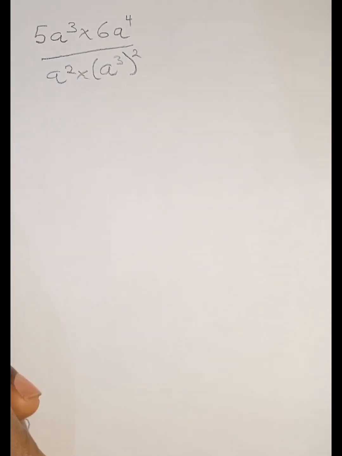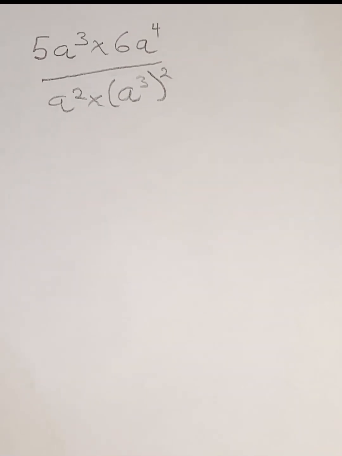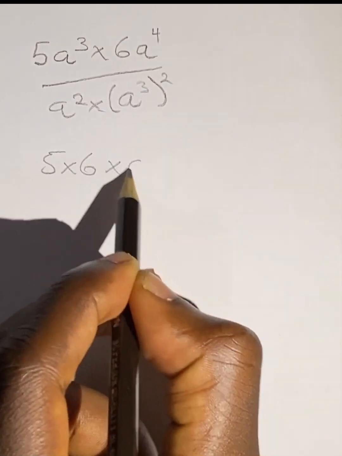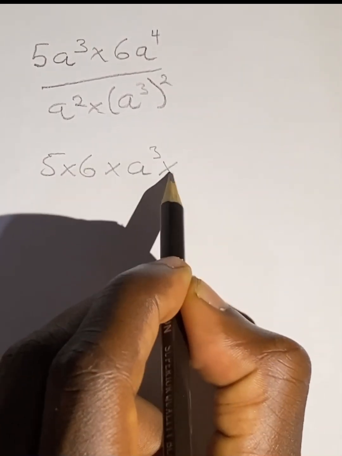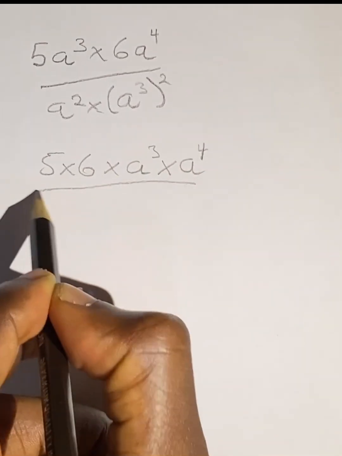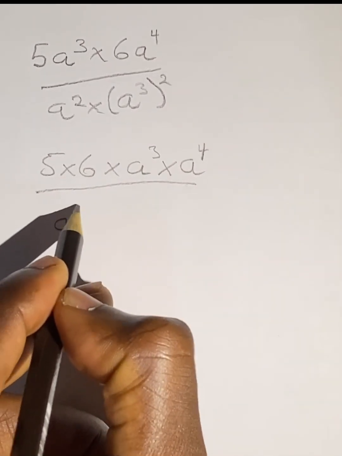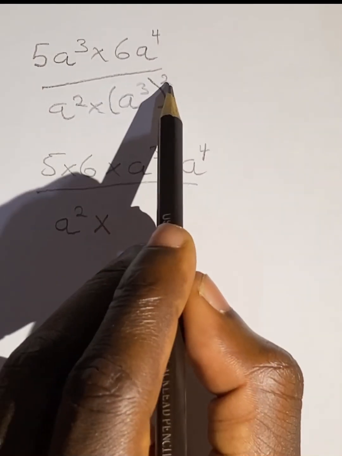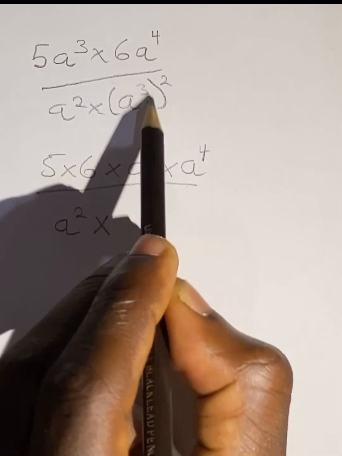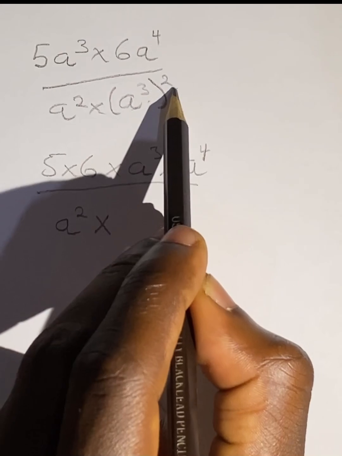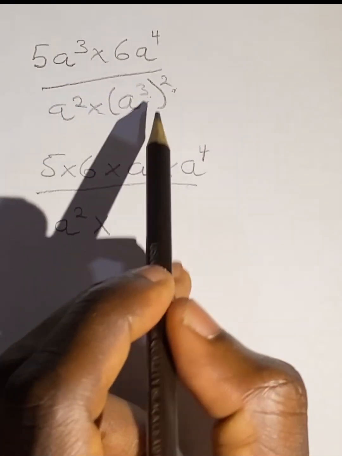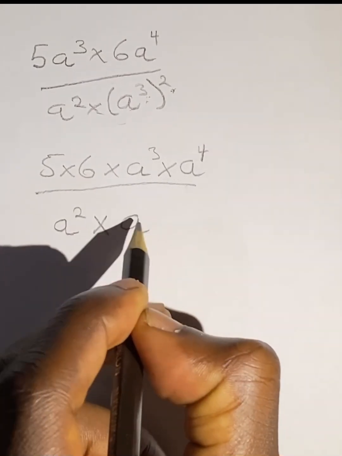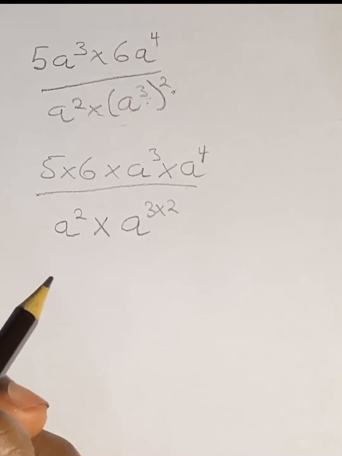So the simplest way of solving this is you are supposed to separate the numbers from the letters, where we are going to have this 5 multiplied by 6, then multiplied by A exponent 3 multiplied by A exponent 4. Then you divide all of them by A exponent 2 multiplied by, now this is a tricky part, this is where we have A exponent 3 raised to 2. So this 2 here would multiply the exponent, but it wouldn't add. But if it is in this form, that is when we add. So with this, we are going to get A exponent 3 times 2. That is what the bracket is for.